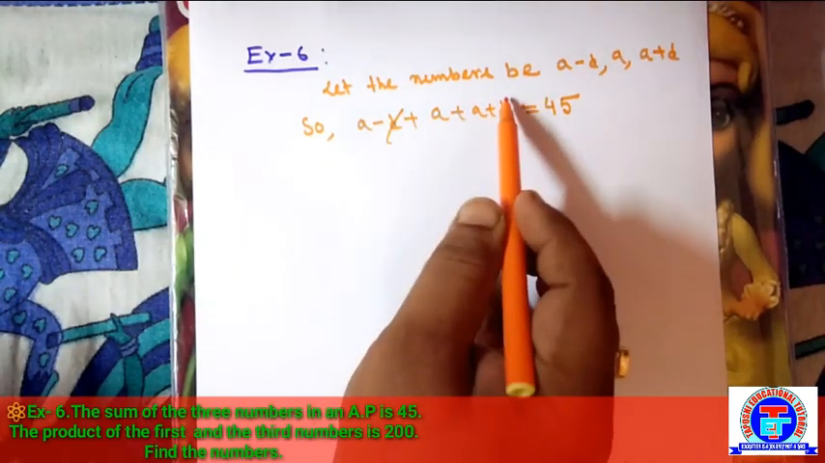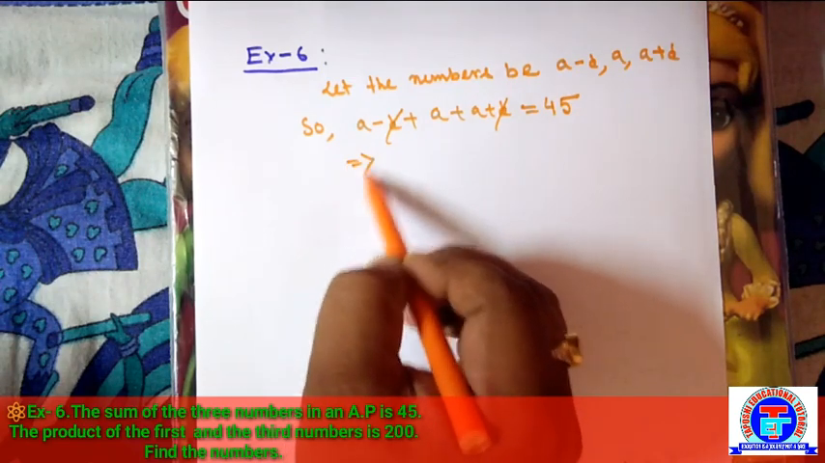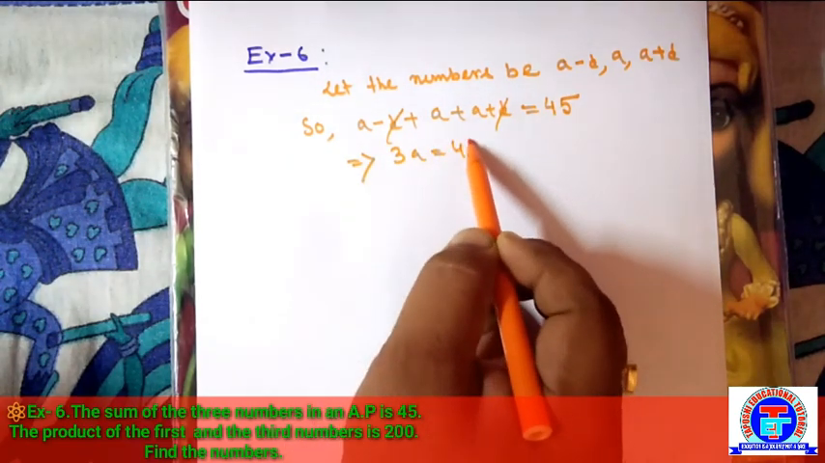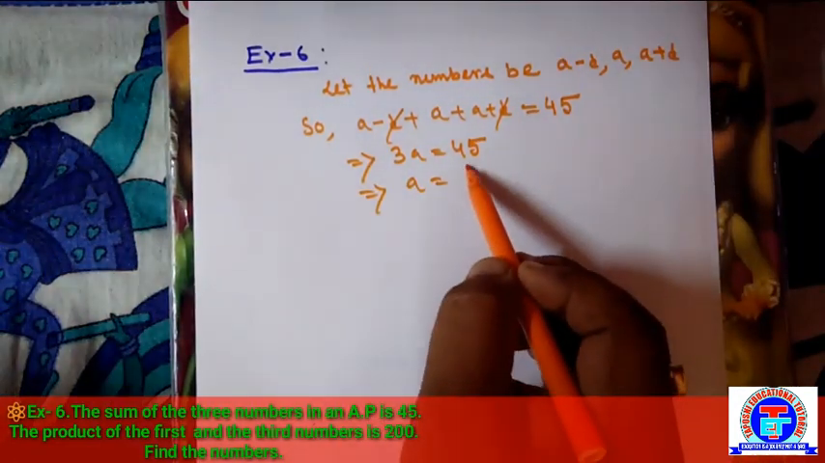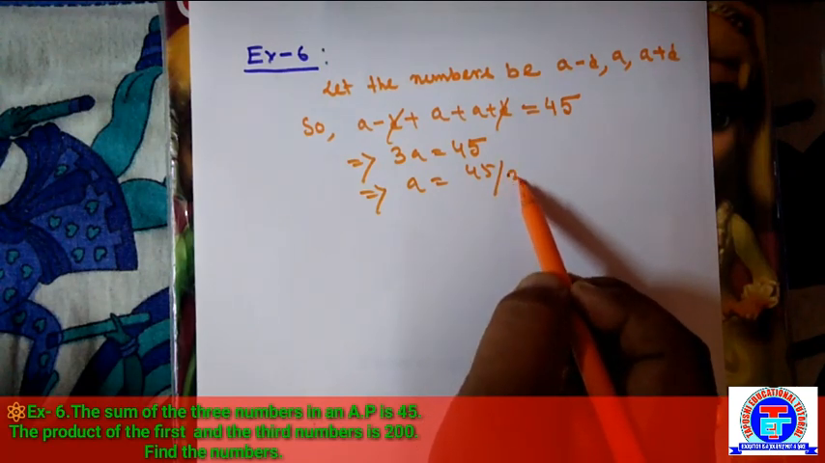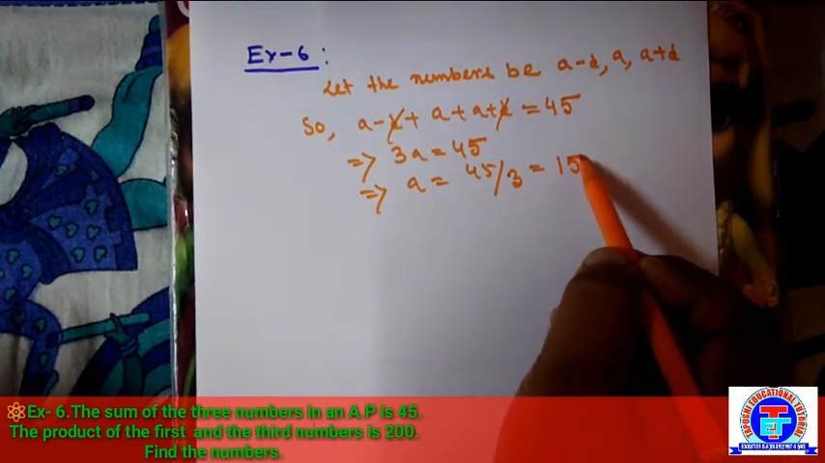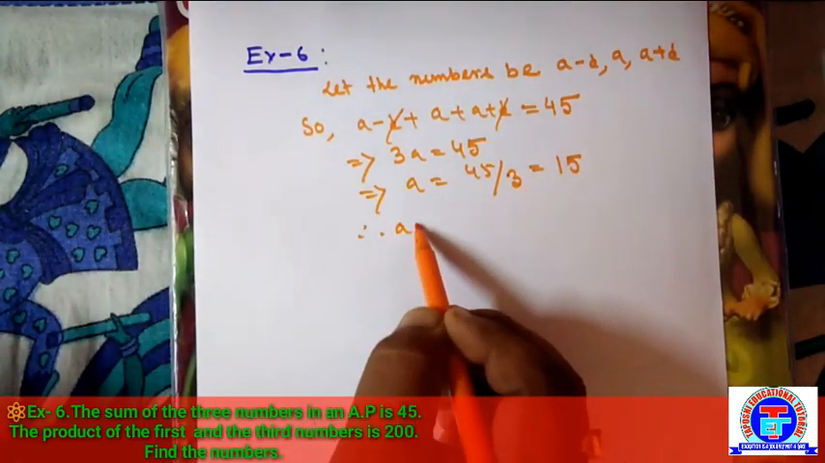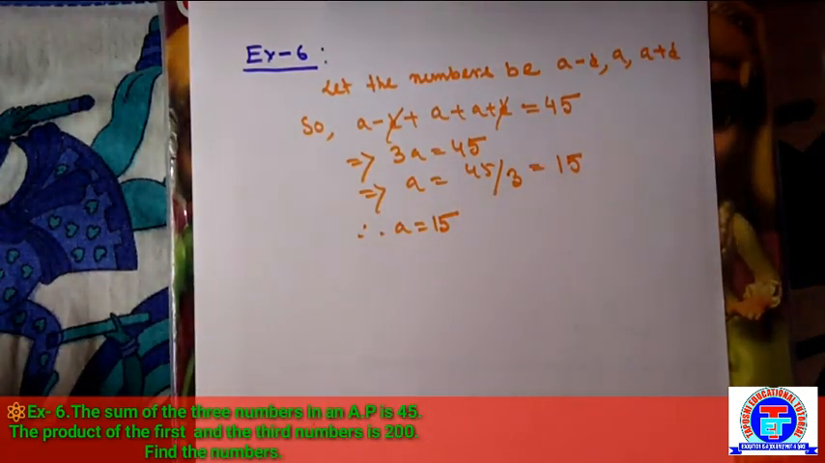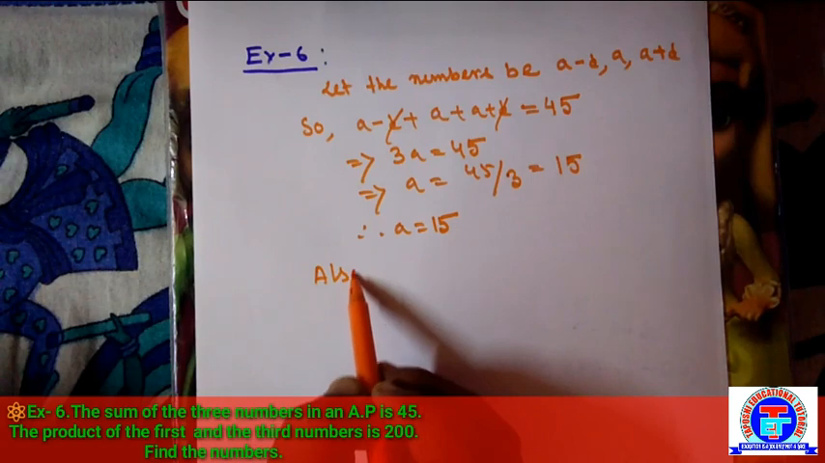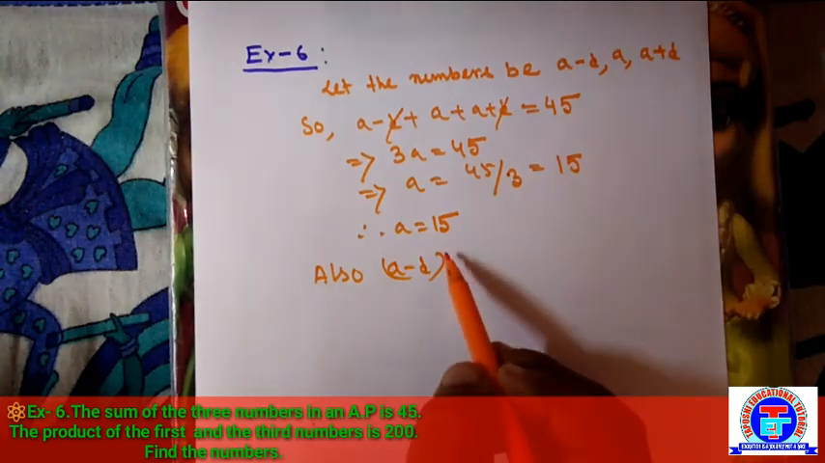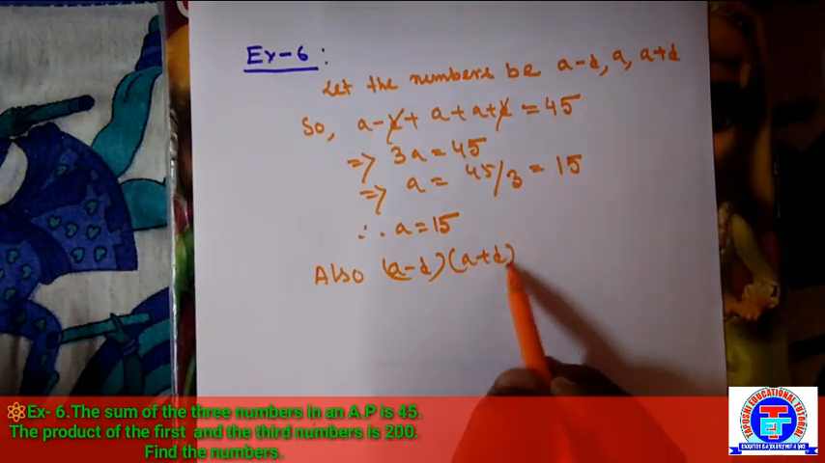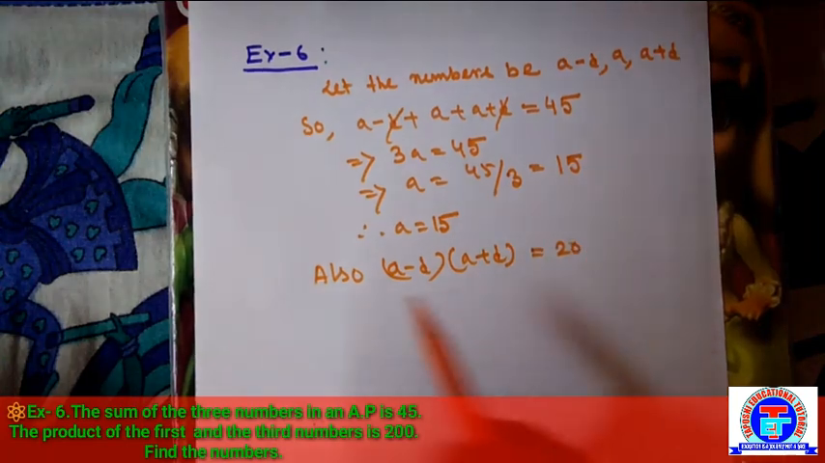D cancels out, so it implies that 3A is equal to 45, which implies that A is equal to 45 divided by 3, that means it will become 15. Therefore A is equal to 15 here, right? Also we can write A minus D into A plus D is equal to 200.